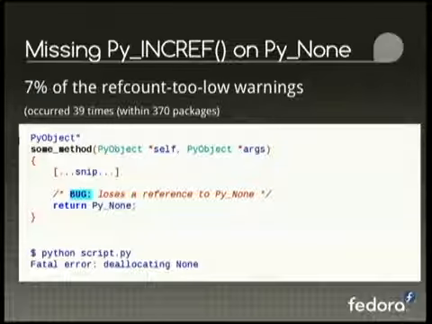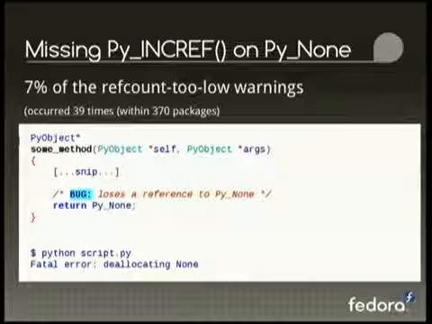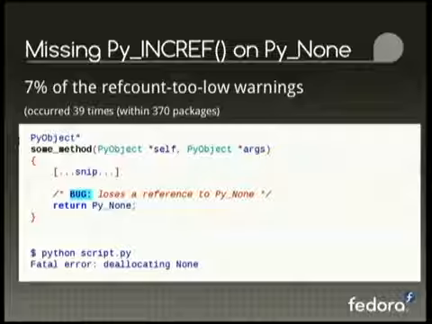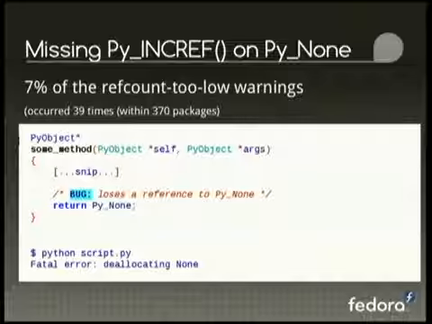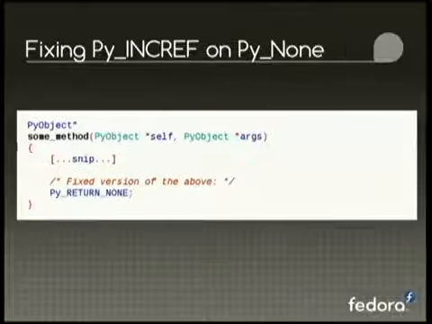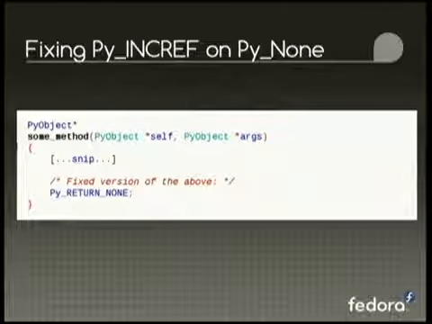And one of the classic ones here, I found about 7% of the reference counts too low were this classic one where you're trying to return None from a method. Now, if you're returning an object from a method, you're meant to be returning a new reference to an object. So if you blithely return the PyNone singleton, you're forgetting to do an incref on it. And if you call that method enough times, the interpreter will bomb out with the error message given at the bottom. The way to fix that is a pre-canned macro, which is Py_RETURN_NONE, which does the incref for you.